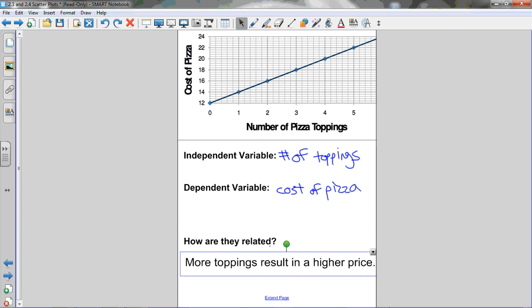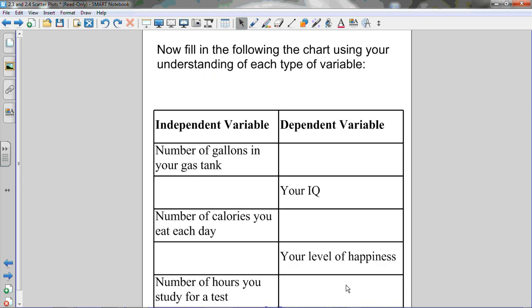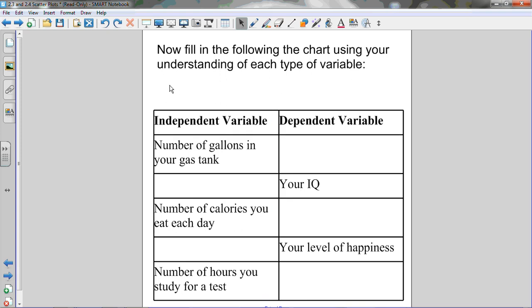All right, so one more thing we'll do with independent and dependent variables to make sure we have the hang of this. I think we've got all of it there. Okay, so let's fill in the following chart using our understanding of each type of variable. There's lots of different answers you could have for this, but I'll just show you what answers I might put for these.